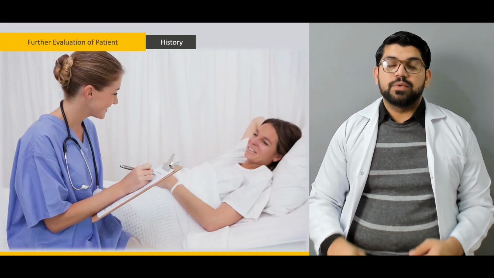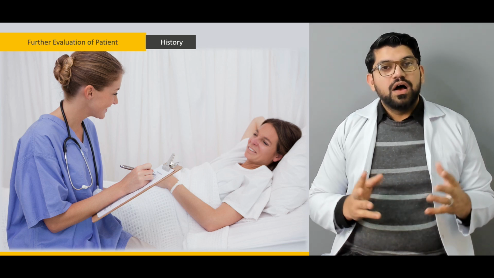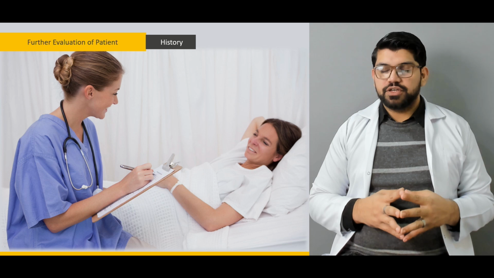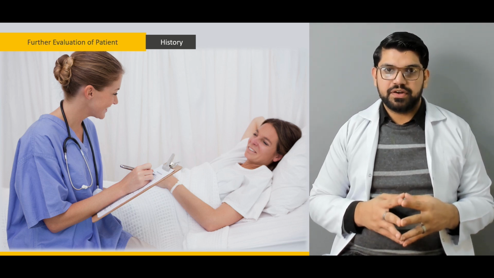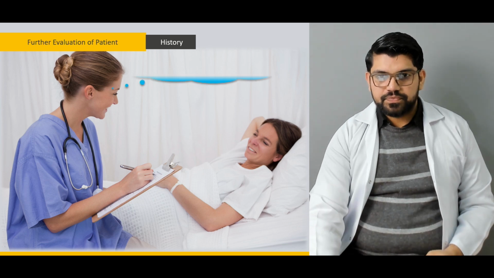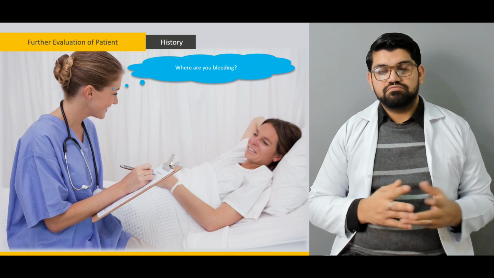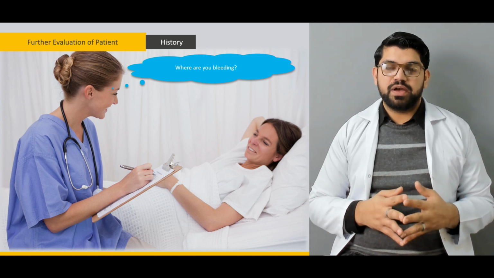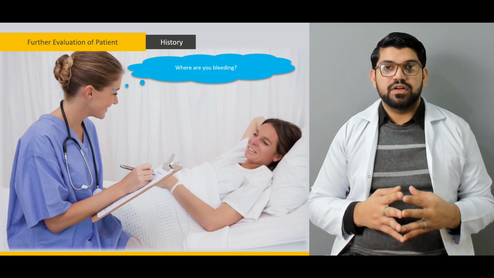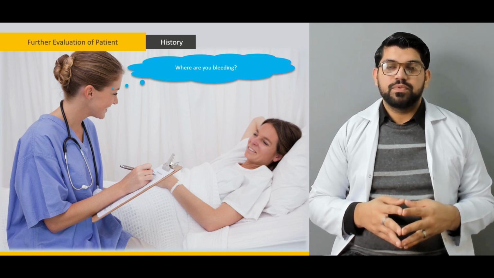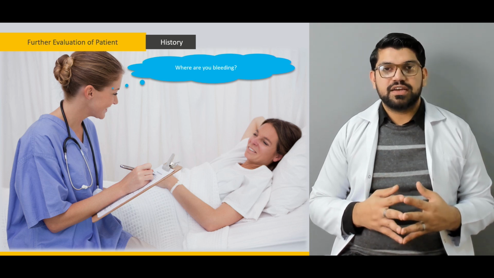So now this comes when the patient is stable. What questions do you need to ask in a patient with GI bleed? History is very, very important. Where are you bleeding? How much does the patient know about the disease? Is it bleeding from the rectum, or is there any bleeding from the upper GI tract?